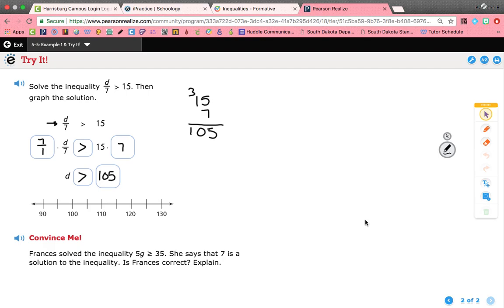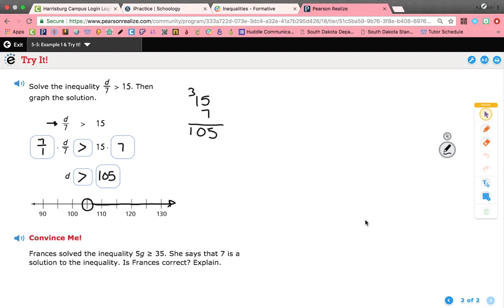Then we have to graph this solution. And here is the 105 mark. Well, I'm not going to touch it because I have to do an open or closed circle. It's D is greater than 105. It's not greater than or equal to. So it's an open circle. It's a circle missing 105. It goes right around 105, but not actually 105. And it is the numbers that are greater than 105, so it goes out this way.